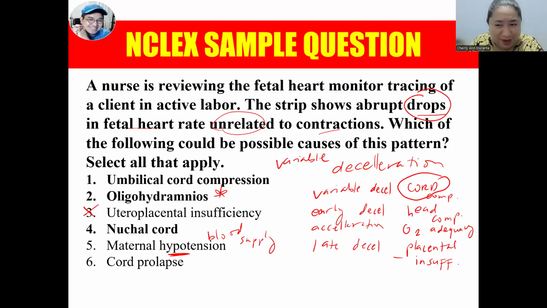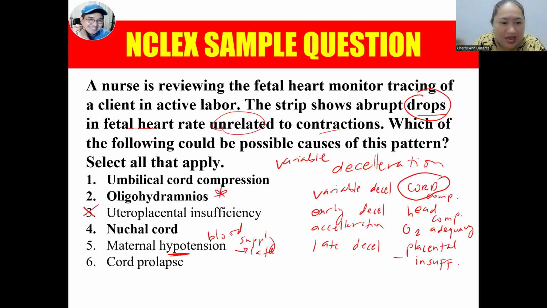Tell me on the chat box, is it variable? Early, late? Yes, it's late deceleration. Though they didn't mention uteroplacental insufficiency, when you say uteroplacental insufficiency, it means that there's a lack of oxygenated blood going to the baby. Therefore, maternal hypotension leads to that. So this is late deceleration. So you will not choose this.